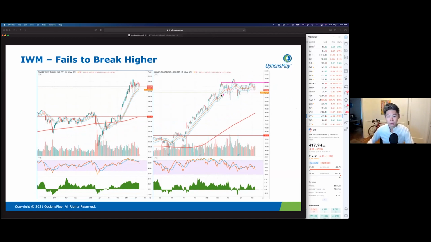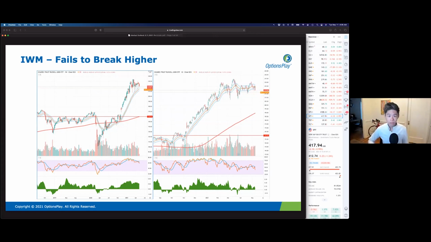You want to call it perhaps a triangle or a rectangle. Right now it's looking like it's targeting the bottom of that triangle or rectangle. And the question is whether we see a break below that level, which would suggest further downside, or if we simply bounce off this level and continue this range-bound pattern here.